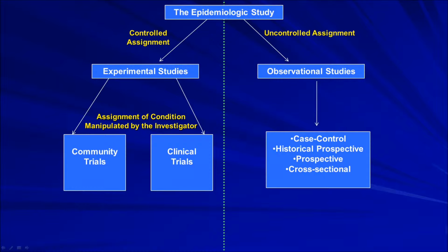So you want to keep that firmly in mind and not lose sight of that. It's not randomization. In the social sciences, the big thing is randomization. In an epidemiologic study, it's the assignment of conditions manipulated by the investigator as to who gets what.